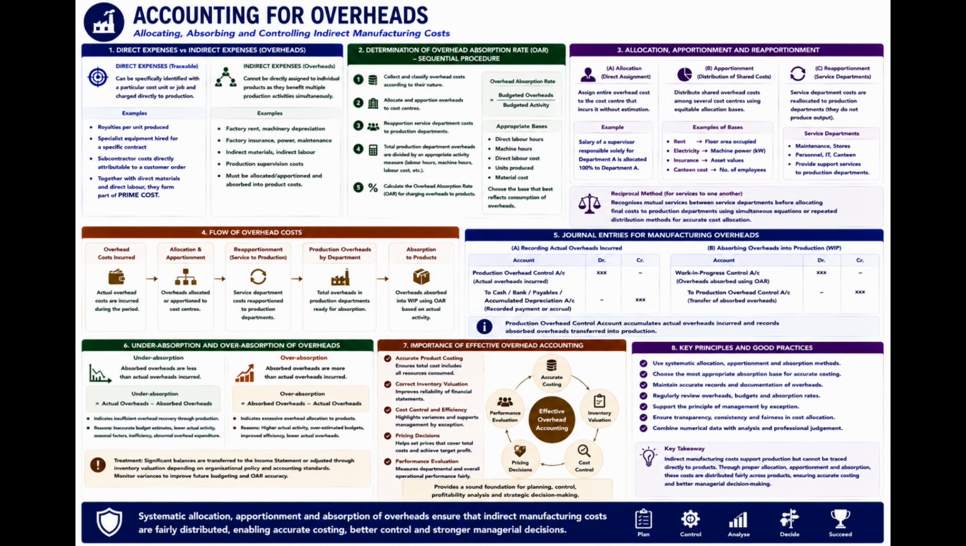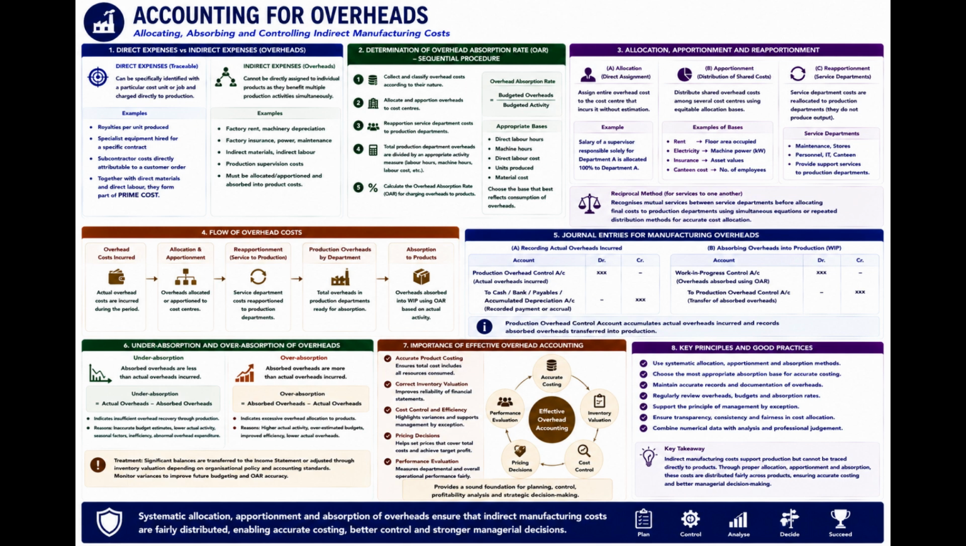Management accounting systems also require appropriate journal and ledger entries for manufacturing overheads. Actual overhead costs incurred are recorded by debiting the production overhead control account and crediting cash, payables, or accumulated depreciation accounts. As production proceeds, absorbed overheads are transferred by crediting the production overhead account and debiting the work in progress account using the predetermined absorption rate. The production overhead account therefore accumulates actual costs, while recording absorbed costs transferred into production.